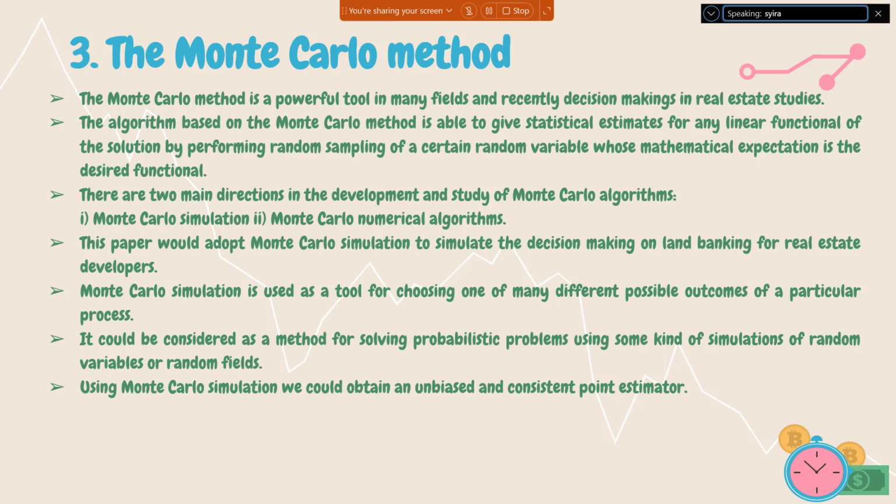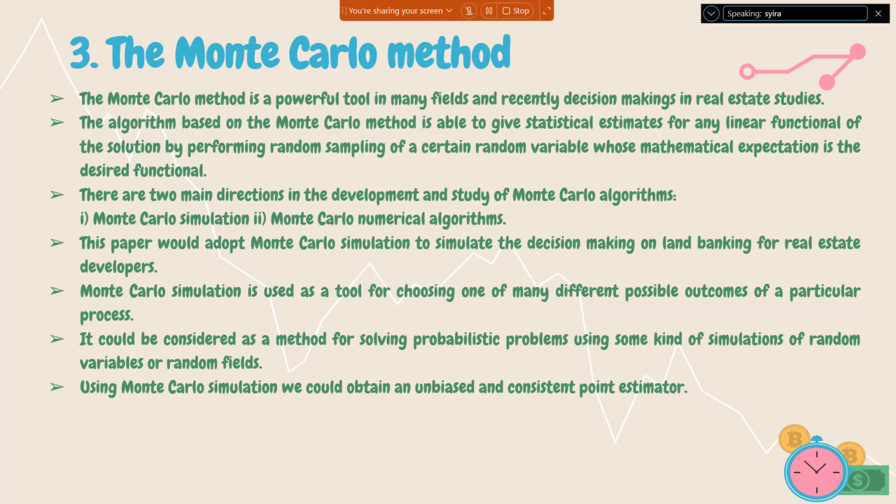The third model is the Monte Carlo method. The Monte Carlo method is a powerful tool in many fields, and recently in decision making in real estate study. The algorithm based on the Monte Carlo method is able to give a statistical estimate for any linear functional of the solution by performing random sampling of a certain random variable whose mathematical expectation is the desired functional.